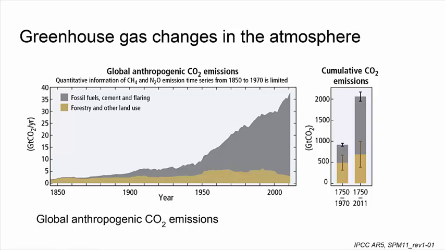And so you can see this is showing the global anthropogenic CO2 emissions, compared to 1750, and just showing you the cumulative CO2 emissions. So if you integrate these values over all time up to 1970 and to 2011, you can see how much of it is from fossil fuel emissions and from land use changes.